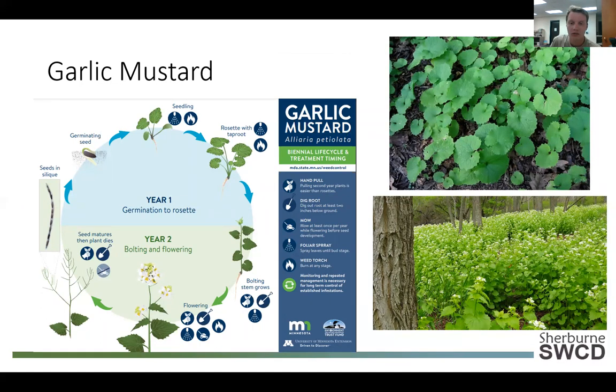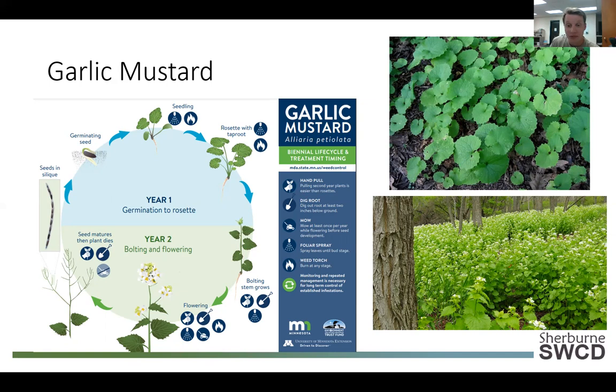However, in the second year, it will grow upwards. It produces a stem. It produces white flowers, and those white flowers will eventually turn into seeds. Each plant is actually able to produce hundreds of seeds, which is why it's such an invasive species, and it has such an ability to spread. So as you can see in the bottom picture, it creates these dense patches of only garlic mustard, which drastically reduces the biodiversity, and it displaces all of your native plants, your native flowers, your tree seedlings, and your grasses.